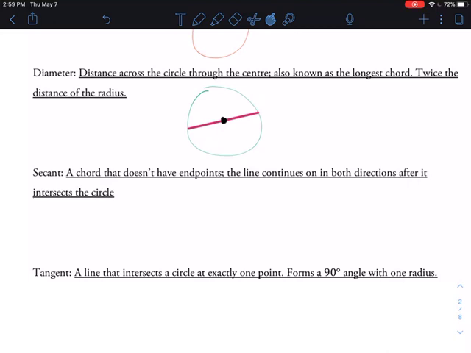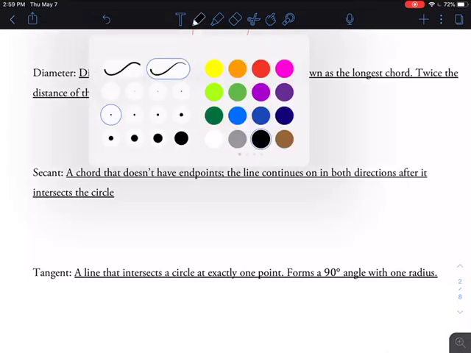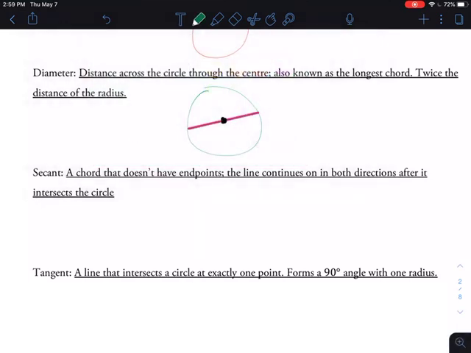Okay, and we also know that the diameter is usually represented by the letter D. And it's twice the length of the radius. So to find the diameter, you're going to multiply radius by 2. So that's really important as well.